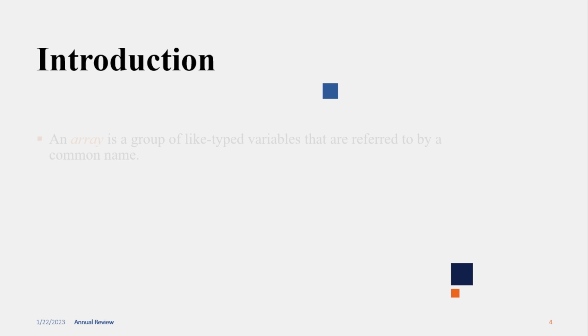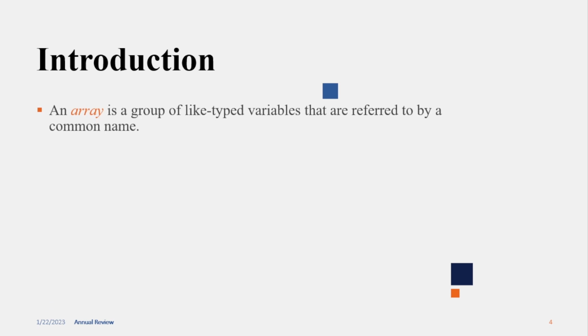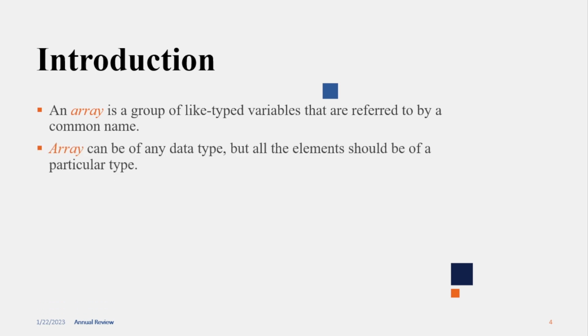In the introduction part, an array is a group of like type variables that are referred to by a common name. Like type variables means the elements in that group will be of the same data type, and they can be referred to by a common name, which will be the name of the array, the collection name. An array can be of any data type, including primitive data types, but the elements that we enter should be of the same particular data type in which the array is defined. When we declare an array, we define the data type, and the elements should be of that defined data type.